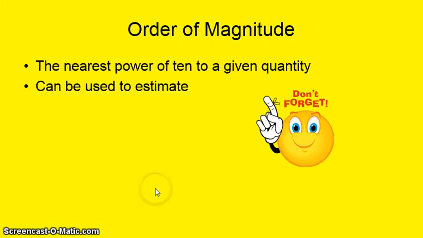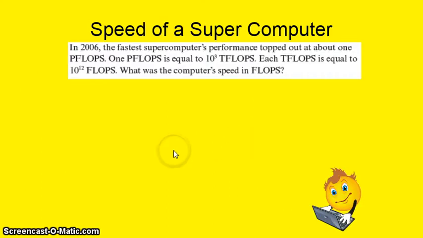Order of magnitude is the nearest power of 10 to a given quantity, and we can use this to estimate. So sometimes things aren't exactly at powers of 10, but they're close, and we can use that to estimate. So here, if we look at this example, it says in 2006, the fastest supercomputer's performance topped out at about 1 pflops. 1 pflops is equal to 10 to the 3rd tflops, and each tflops is equal to 10 to the 12th flops. We need to know what was the computer's speed in flops.